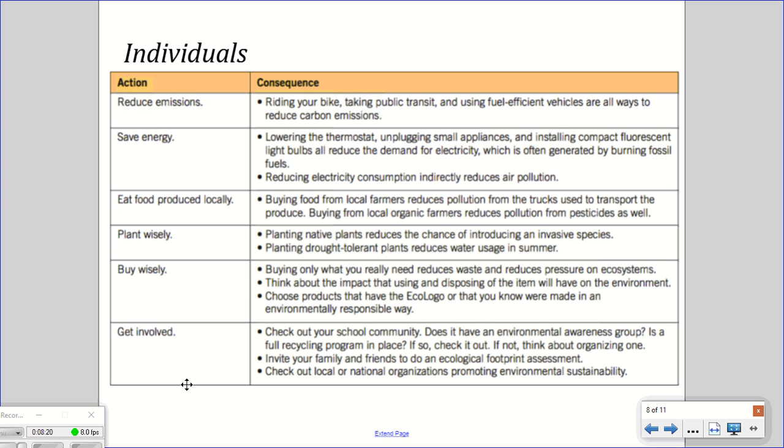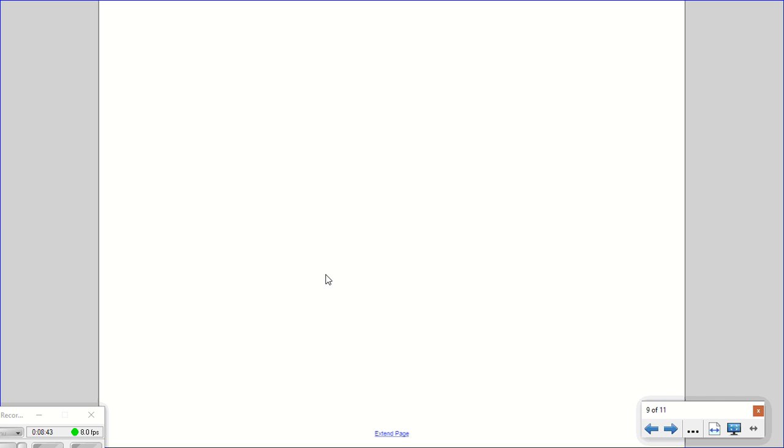And then get involved. So check out your school community. Does it have an environmental awareness group? Is a full recycling program in place? If so, check it out. If not, think about organizing one. Invite your family and friends to do an ecological footprint assessment, and check out local or national organizations promoting environmental sustainability. So that ends this video on ecological footprints.